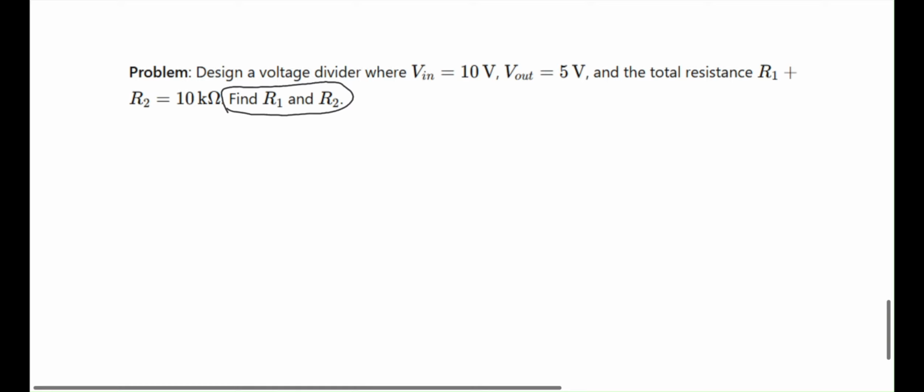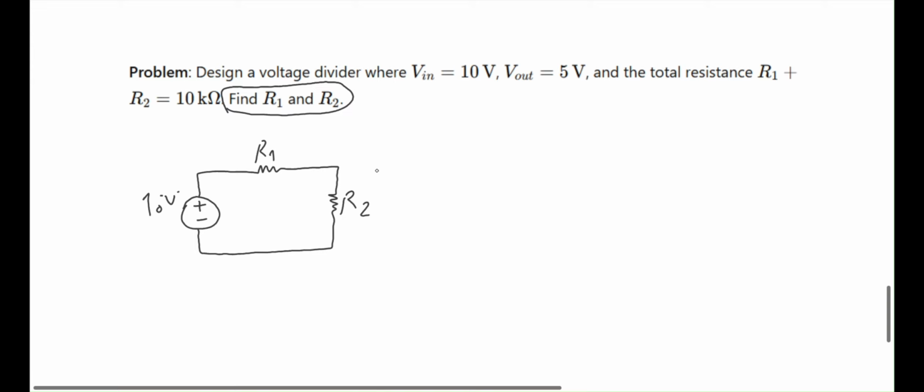Find R1 and R2. The only known in this problem is that I know the input voltage is 10 volts, and I know I have R1, I know I have an R2, and I know they add up to 10 kilo ohms, and I know the output voltage is 5 volts.